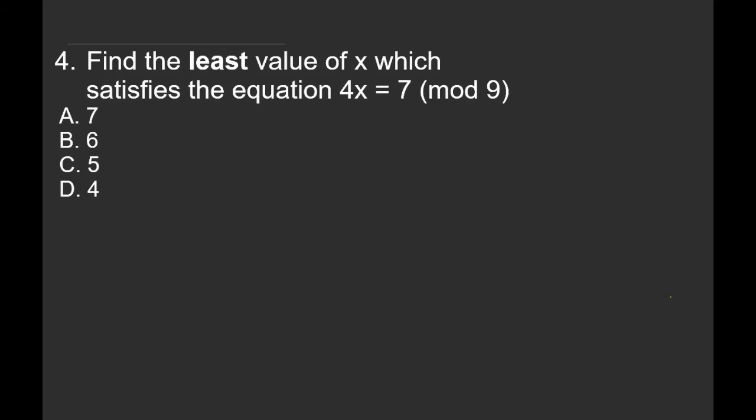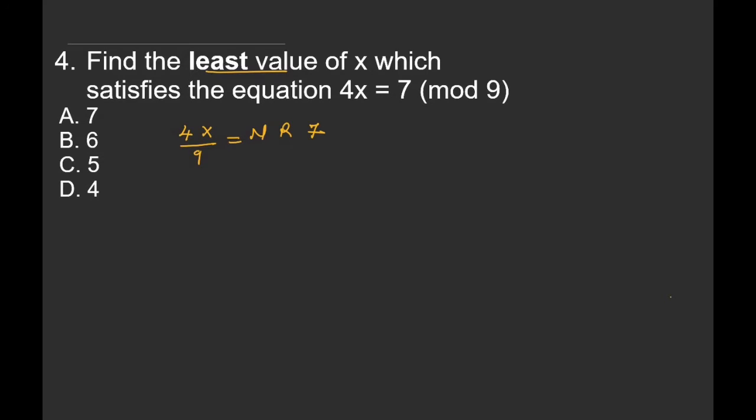Question 4. 4x is equal to 7 mod 9 means that 4 times a number x divided by the mod 9 will give us a number with a remainder of 7. Now, what is the least value of x that can satisfy this? Let's do trial and error, starting with 1.